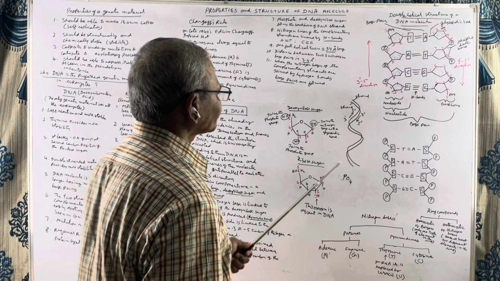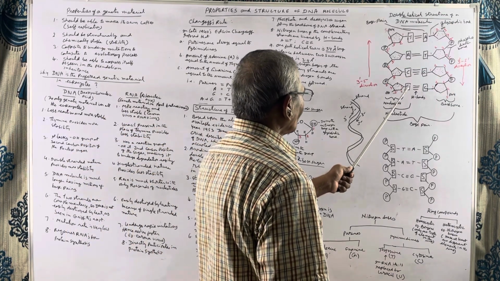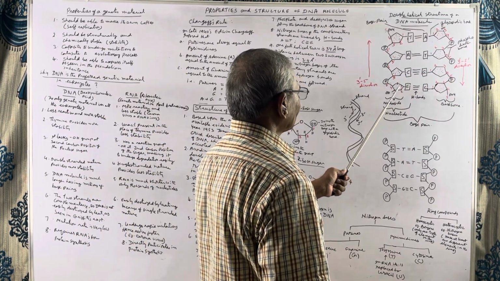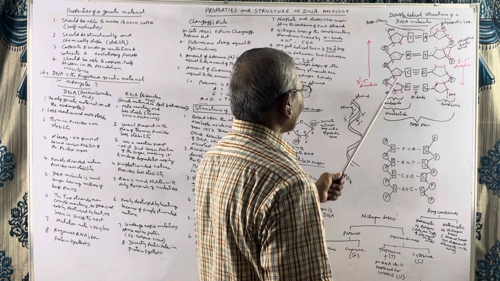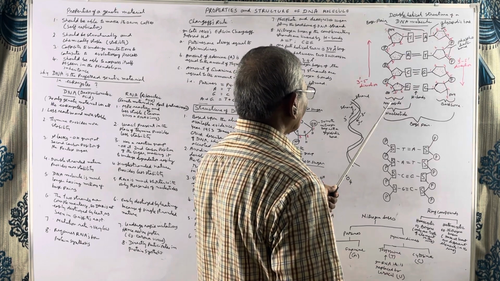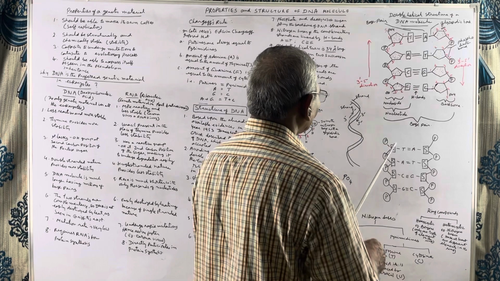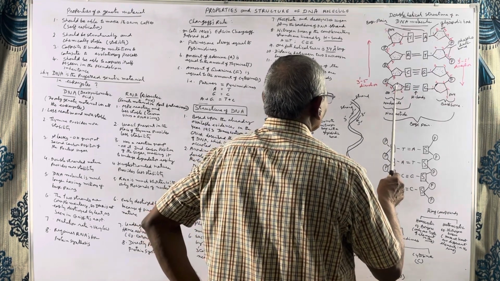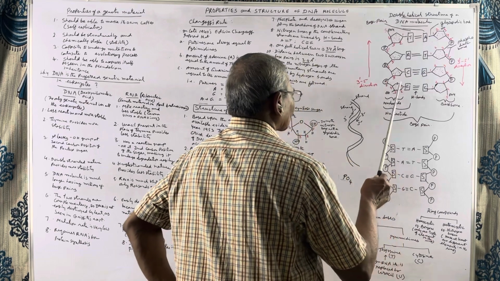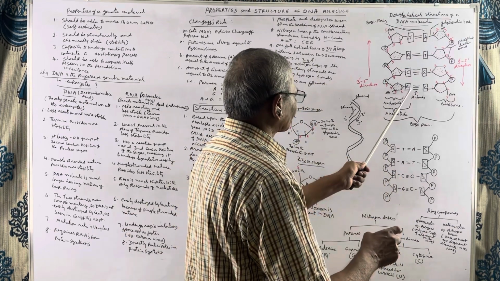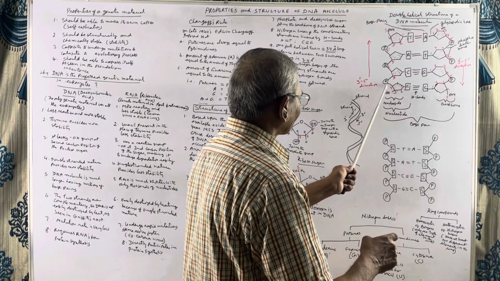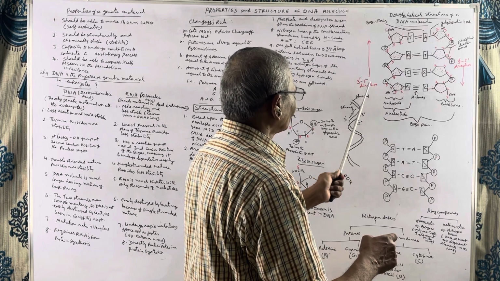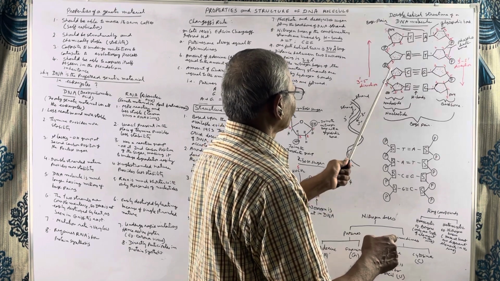Now, the nitrogen base and deoxyribose sugar, and this is the phosphate group. The pentose sugar is attached to the phosphate group on the other side. So on this side it is attached to the nitrogen base, and on the other side it is attached to the phosphate group. We will take up this one.